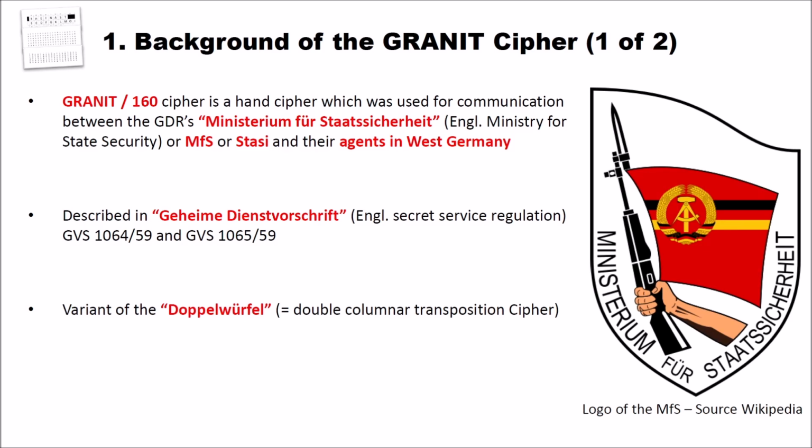GRANITE cipher is a hand cipher which was used for communication between the GDR's Ministerium für Staatssicherheit, in English Ministry for State Security, or abbreviated MFS, or also known as Stasi, and their agents in West Germany. You can see the logo of the MFS here on the right side. This is taken from Wikipedia. And the GRANITE cipher is described in the Geheime Dienstvorschrift. This is English for Secret Service Regulation, GVS 1064/59 and GVS 1065/59. And the cipher is a variant of the Doppelwürfel, which you probably know as a double columnar transposition cipher.